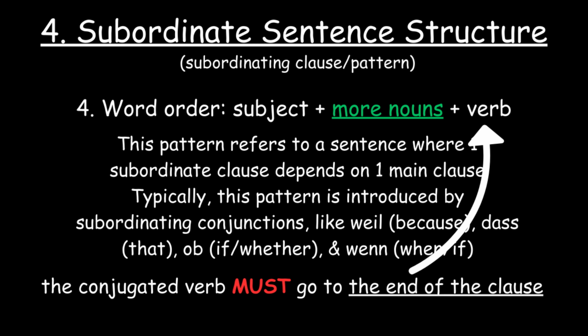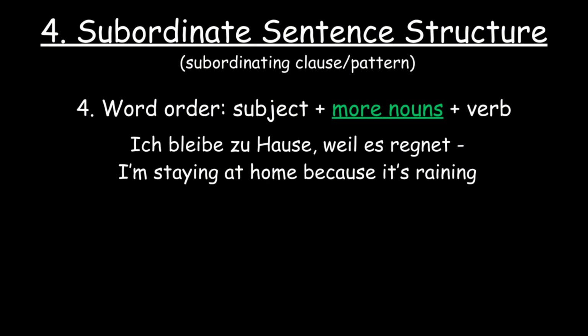Typically, subordinating clauses are introduced by subordinating conjunctions, like weil, because, das, that, ob, if or whether, and wenn, when or if. Also, they're separated by a comma in German, and the conjugated verb must go to the end of the clause. One example is when the subordinate clause is after the main clause. Ich bleibe zu Hause, weil es regnet. I'm staying at home because it's raining. Here, the subordinate clause starts with weil, and the verb regnet is placed at the end of the clause.